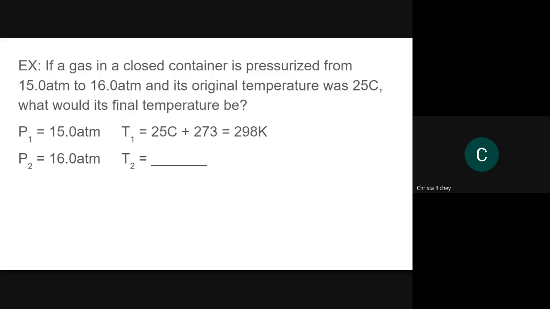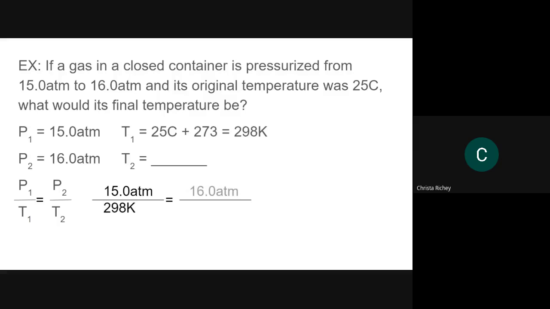So the answer is going to be in Kelvin. If I asked you for the temperature in Celsius, then once you get that, you would subtract 273, because that's how you go back and forth. So it will be still the same formula. It'll be 15 over 298, and I would not leave off units. So 15 atmospheres over 298 Kelvin equals 16 atmospheres over T2.